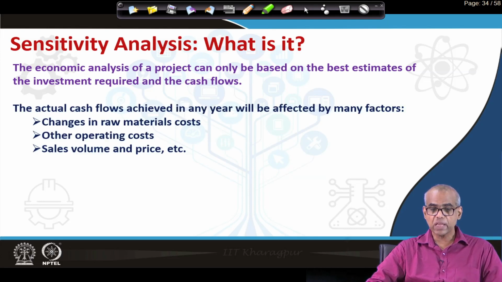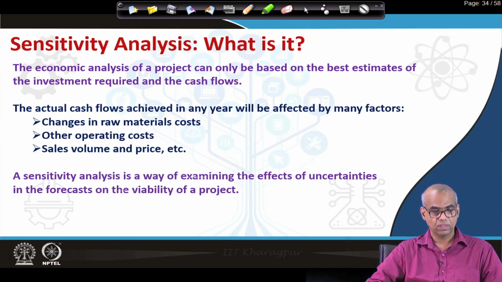The actual cash flows achieved in any year will be affected by several factors such as changes in raw material cost, other operating cost, sales volume and price, etc. A sensitivity analysis is a way of examining the effects of uncertainties in the forecast on the viability of a project.